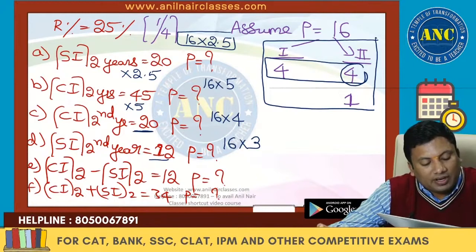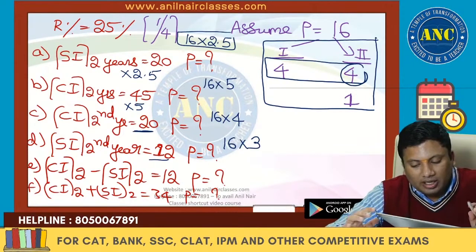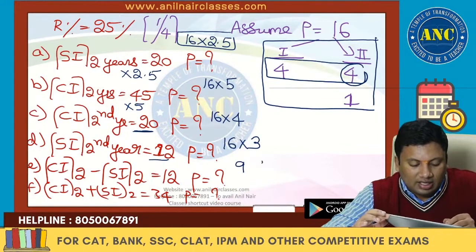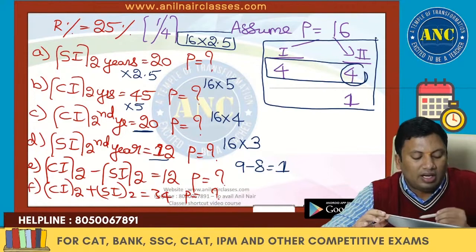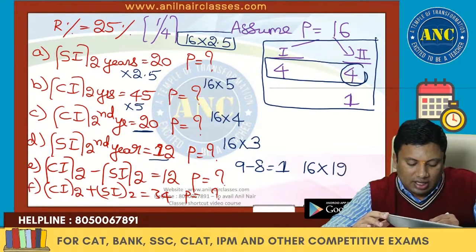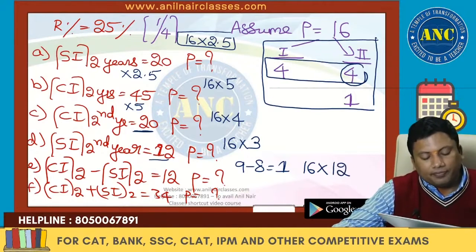Compound interest for 2 years minus simple interest for 2 years. Compound interest for 2 years is 9. Simple interest is 8. The difference is 1. 1 becomes 12, so the answer is 16 into 12.